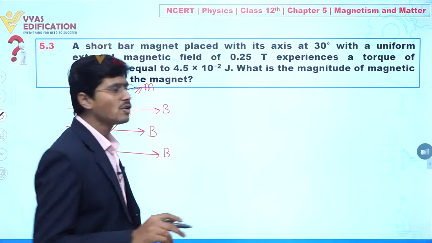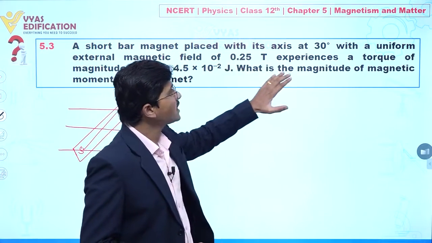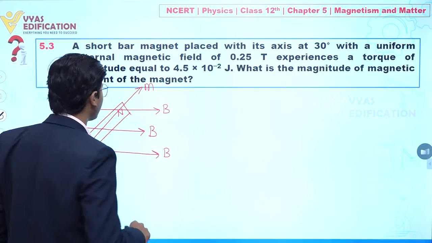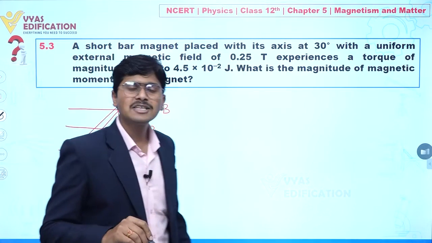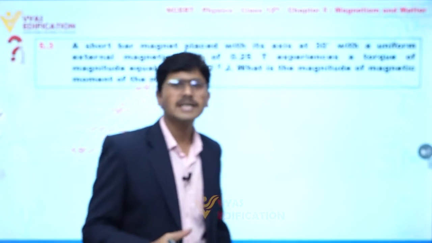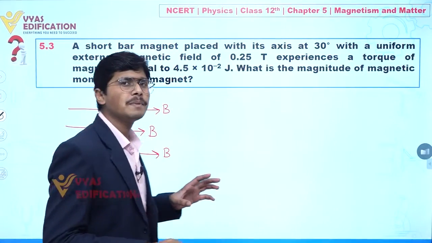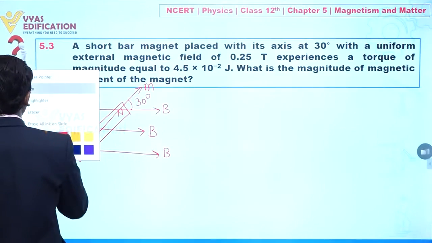It is also given here that this short bar magnet is placed with its axis at 30 degrees to a uniform external magnetic field. It means this angle is 30 degrees, and it is experiencing a torque. Why is it experiencing a torque? Whenever we place this magnet in a uniform magnetic field, a force will act here.